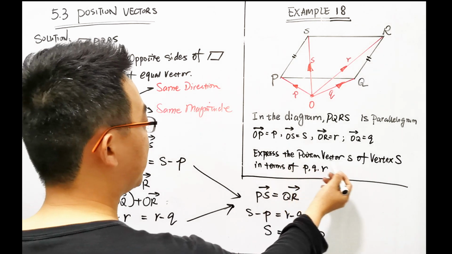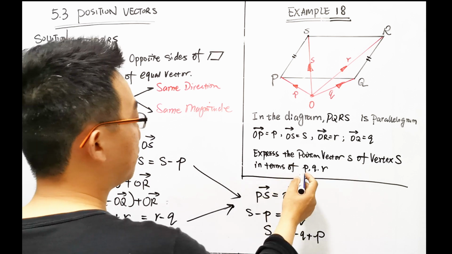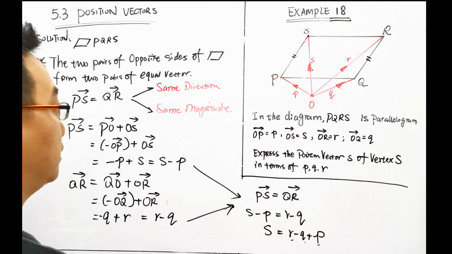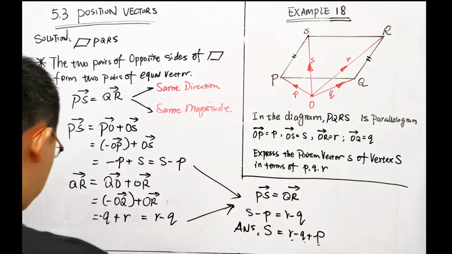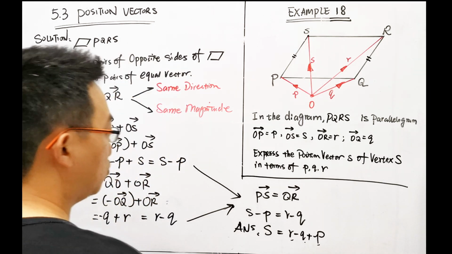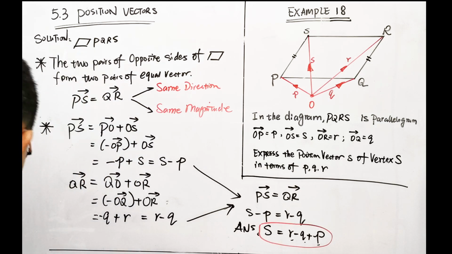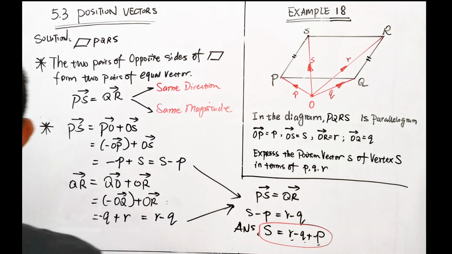So express the position vector S of the vertex S in terms of P, Q, R. This is the answer: S equals R minus Q plus P. So that is the answer. Okay, so that is example 18. Let's quickly move on to example 19.